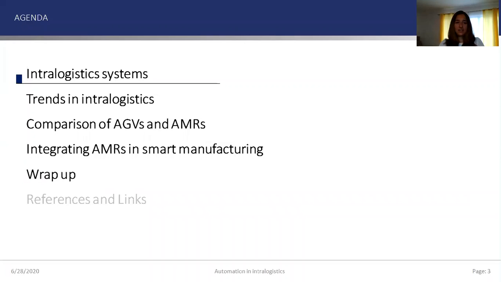Well, the agenda is we start with intralogistics systems. We talk about the definition of intralogistics, as well as the trends. And then we compare AGVs and AMRs. And then I will give you a case out of my experience in the automotive industry, on how to establish AMRs in smart manufacturing. And we finish with a short wrap-up.